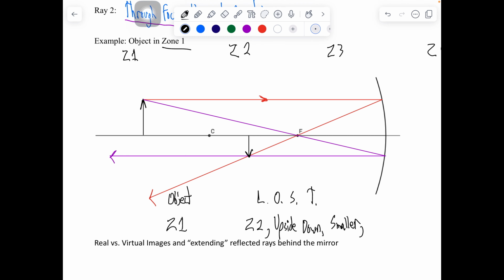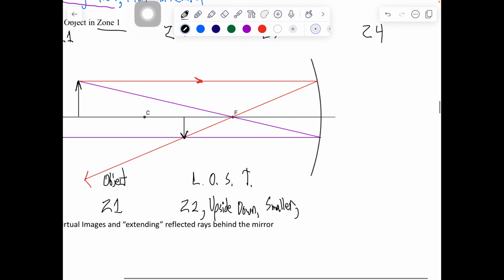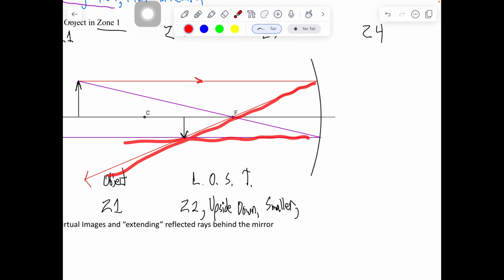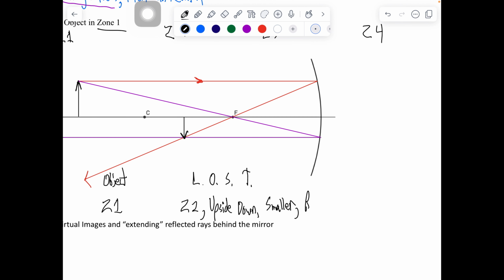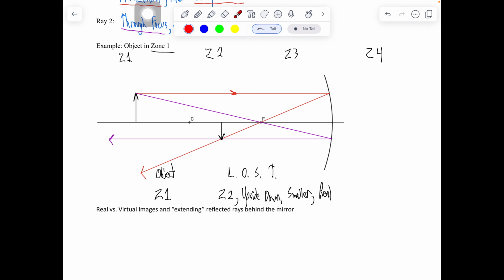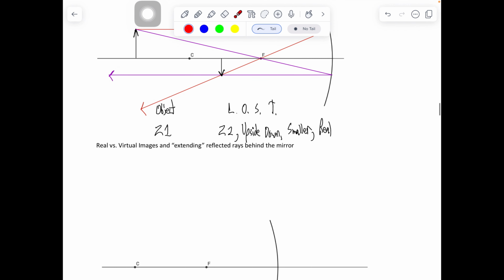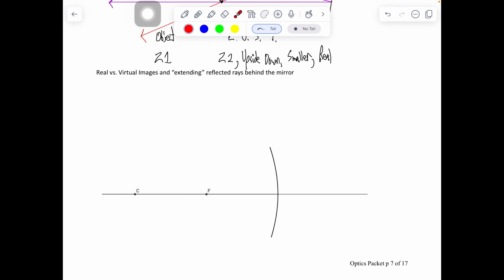And T stands for type. There are two different types of images, real or virtual. When light rays are actually converging, when you have solid lines converging to one point to form an image, it is always going to be a real image. Another way to tell is that if the image forms on the same side of the mirror as the object, then it's going to be real. What would be a virtual image? Well, let's talk about that in our next example.